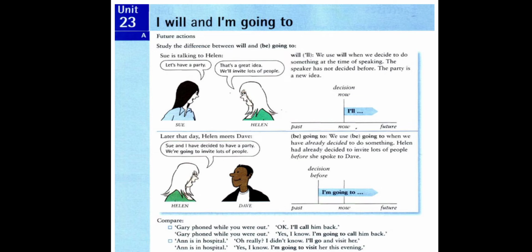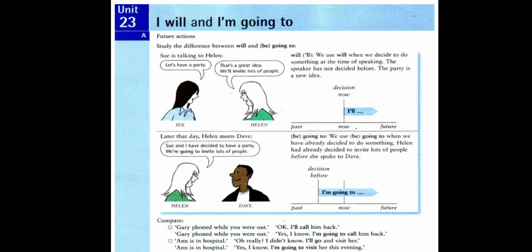She used will plus the base form because the decision is taken at the moment, directly. So she decides to invite lots of people. If we think of will, we use will when we decide to do something at the time of speaking. The speaker has not decided before. The decision is taken at the same moment of speaking. So the party is a new idea for Helen. That's why she said we will invite lots of people.